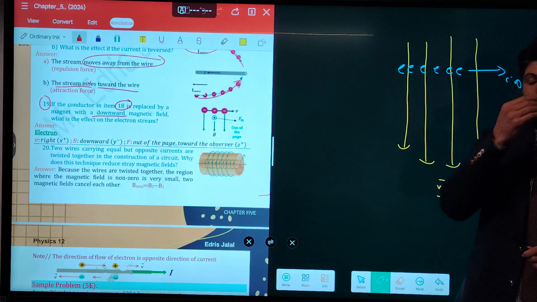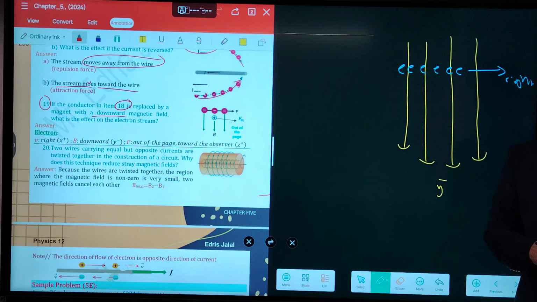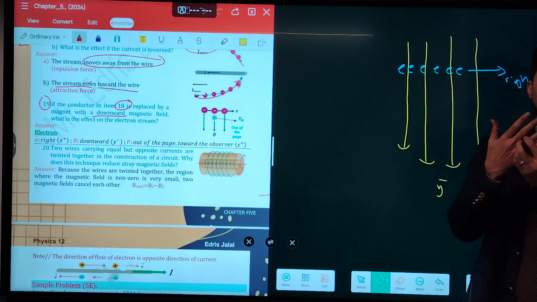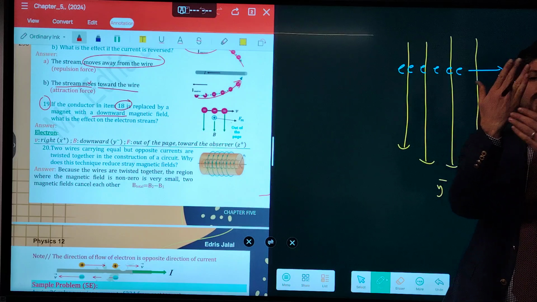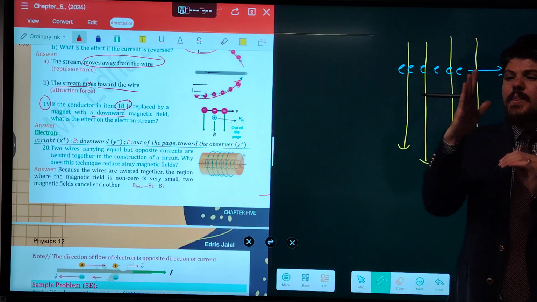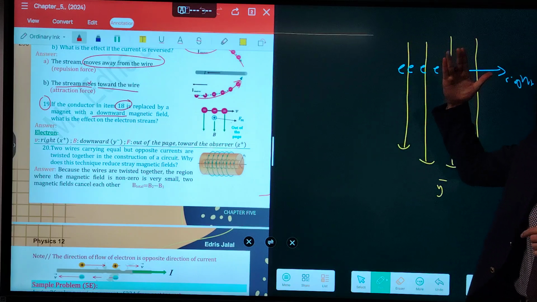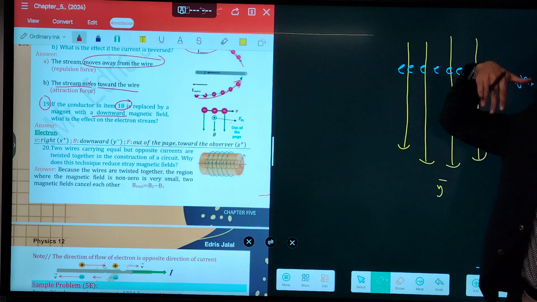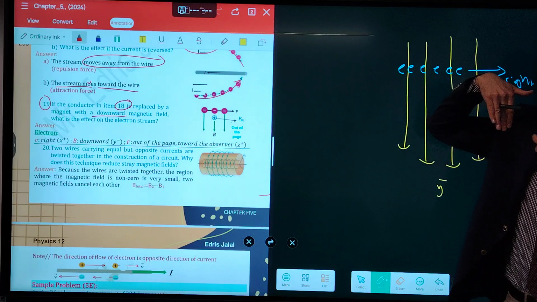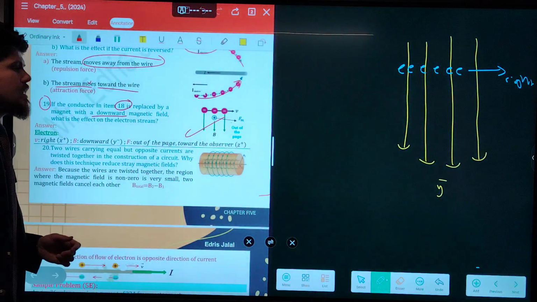Why? Because according to the right hand rule, what is the type of the charge? Electron. To find the direction of the magnetic force on a charged particle like the electron, we have to use the palm of your hand. This is the direction of the velocity of the charge, to the right, and the field is down, Y negative. Where is the magnetic force? Out of the page, toward the observer.